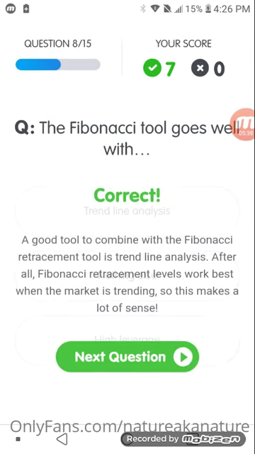So the Fibonacci tool goes well with trendline analysis, okay? Trendline analysis goes great with trend lines. Another tool you can use is the trendline. A good tool to combine with the Fibonacci retracement tool is trendline analysis. After all, Fibonacci retracement levels work best when the market is trending, so this makes a lot of sense.